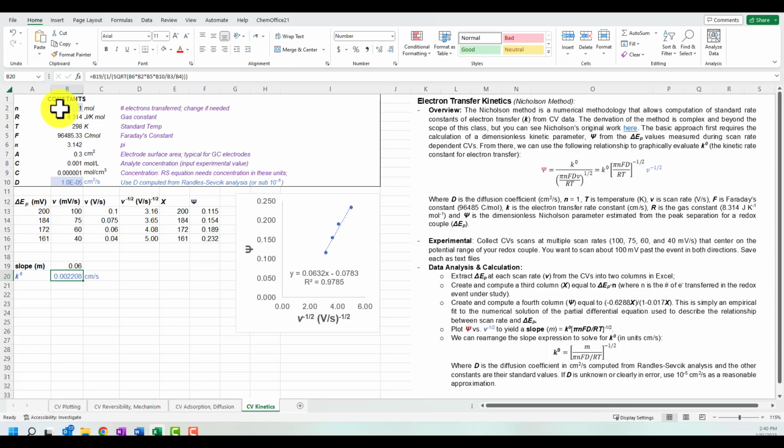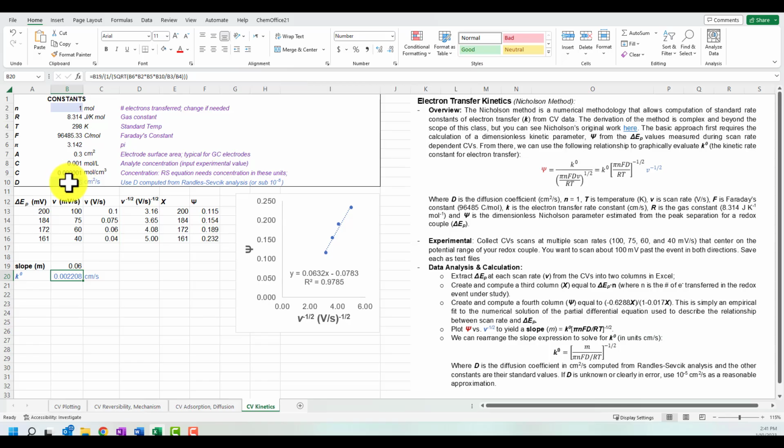So one is the number of electrons in the redox event. One is going to be the most common thing, but occasionally you'll have two. And then D is the diffusion coefficient that you computed using the Randles-Sevcik equation in the previous video. So if you haven't already done that, watch CV3, the video where I talk about adsorption and diffusion and using Randles-Sevcik to compute the diffusion parameter. So this is the same value I computed in the previous video, the diffusion coefficient of the molecule in units of centimeter squared per second.